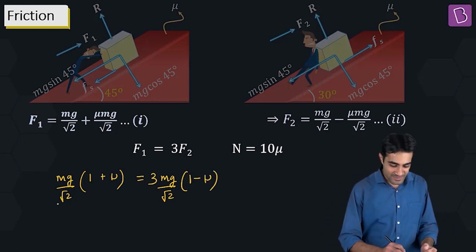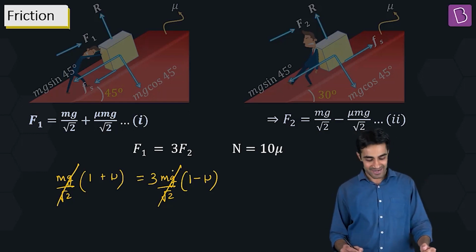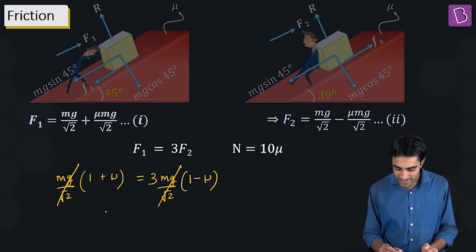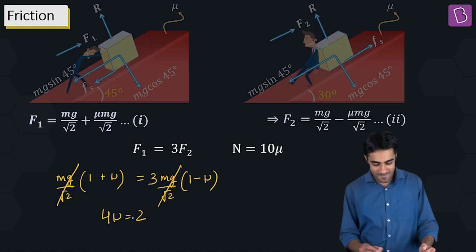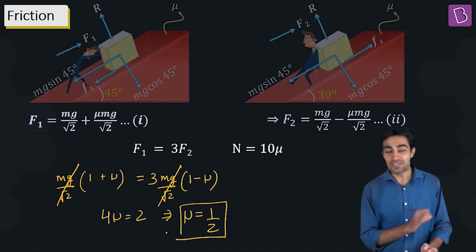Wow! Mg by root 2 cancels out mg by root 2. And we get the value of mu. We are getting 4 mu is equals to 2. So, mu means half. Okay, so mu is half.